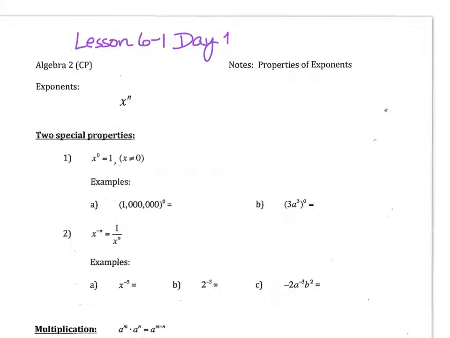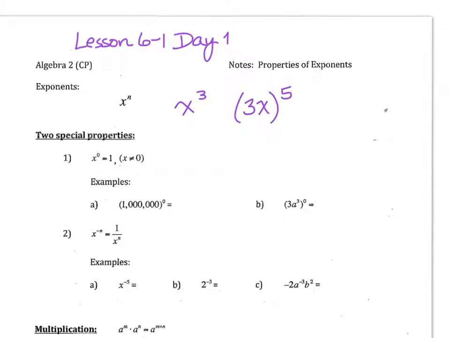This lesson is the beginning of Chapter 6, and we're going to be reviewing exponent rules. So remember, exponent expressions are when you have a variable that's raised to a power. So something like x cubed or 3x quantity to the fifth, something where there's an exponent on a variable or on an expression.